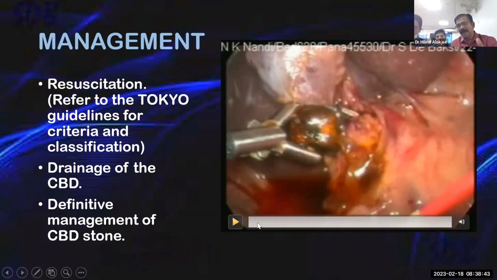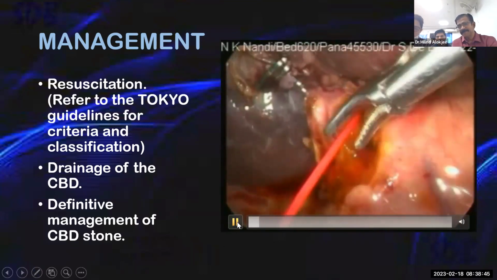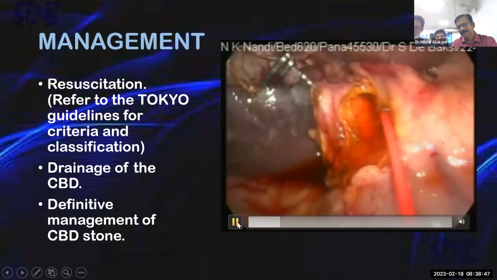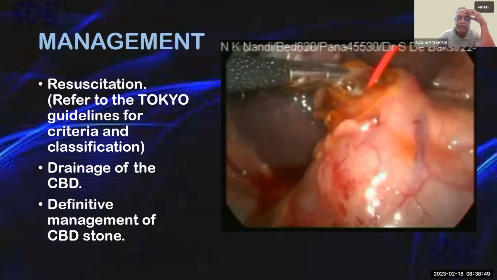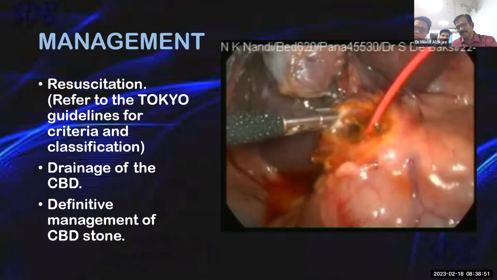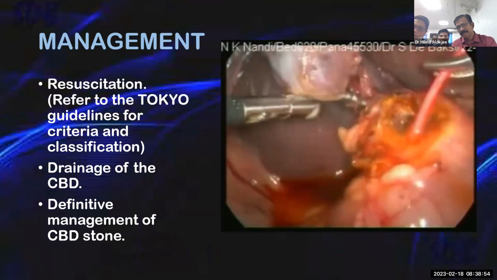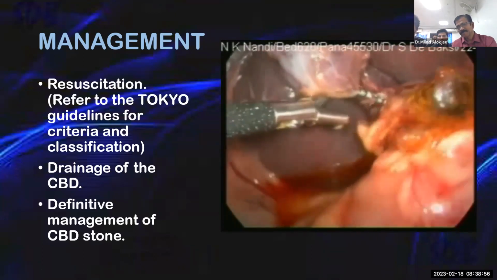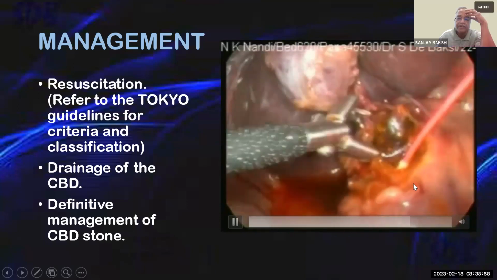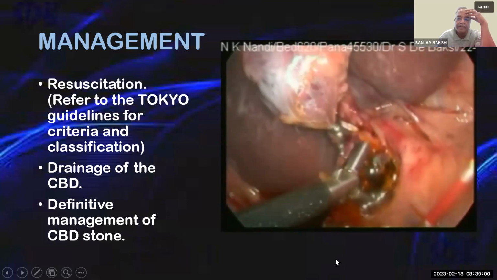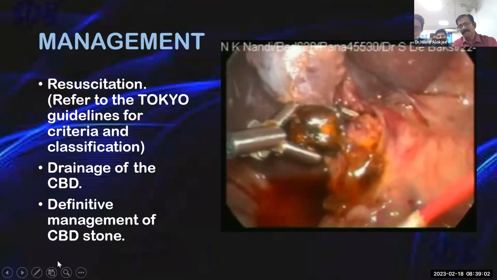If they didn't, how can you retract the stone from the bile duct? See, we are inflating the balloon and pulling it out. What is that tube? Used in vascular surgery. Fogarty. Fogarty, yes.